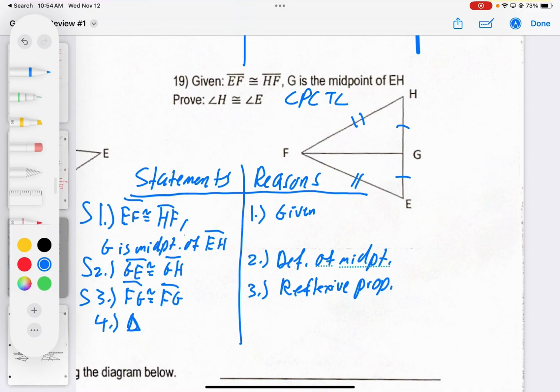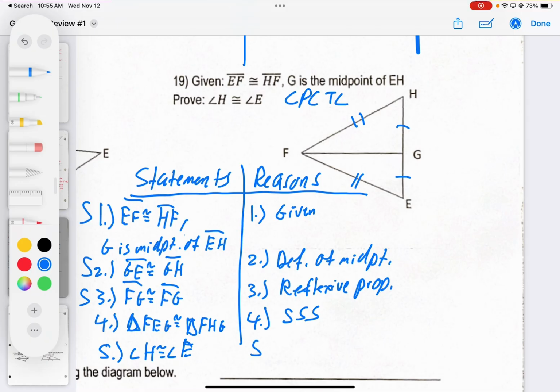Now, with these, you have to make up your own congruent statement. So, Braden's been running the show. What congruent statement do you want, Braden? I would do FEG is equal to FHG. Or triangle FHG. Side, side, side. We all okay with that? Yeah. We good? Triangles are congruent. Can I say those angles are congruent now? Yep, by CPCTC. So angle H congruent to angle E.